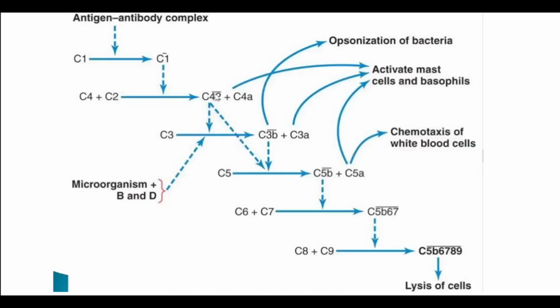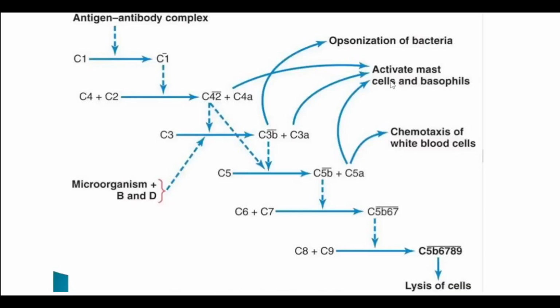Like this, the larger fragment acts as an enzyme for the next reaction, and again this larger fragment acts as an enzyme for the next reaction, and this reaction continues. Finally we get a large complex, and that causes lysis of the target cell and destruction of the pathogen. You can see these are the smaller fragments or byproducts. They have definite functions in the immune system. You can see C4a, C3a and C5a.